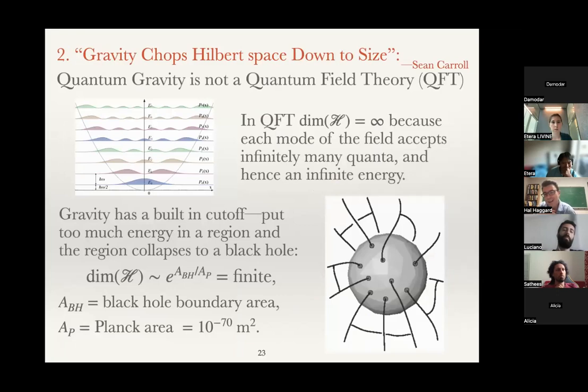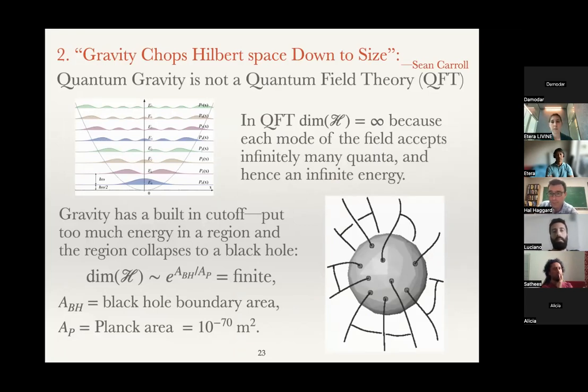All right. Second reason, I'm going to give you 5 in total. So my second reason for quantum gravity is that gravity chops Hilbert space down to size. This has been known for quite some time, but this quote I've written here is from Sean Carroll, who gave a nice online lecture that you can look up as part of the Quantum Information Structure of Space-Time series just a few weeks ago. I like this way of saying it, chops Hilbert space down to size.